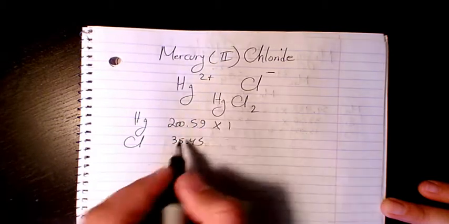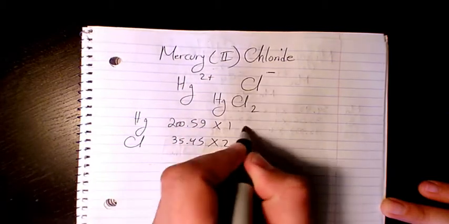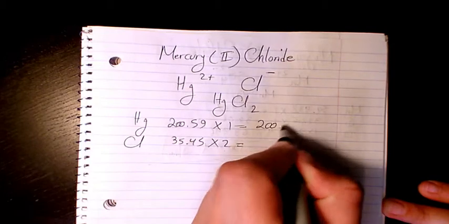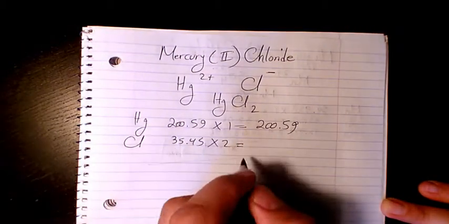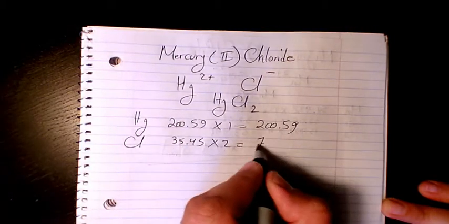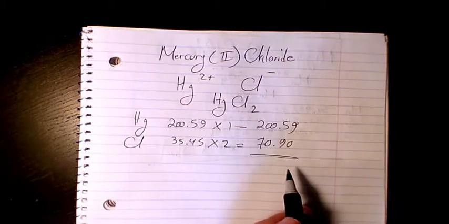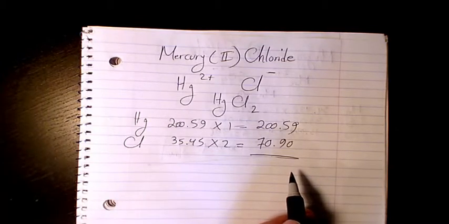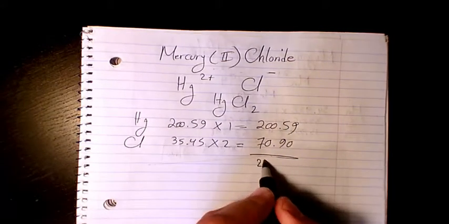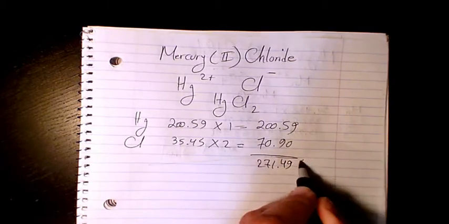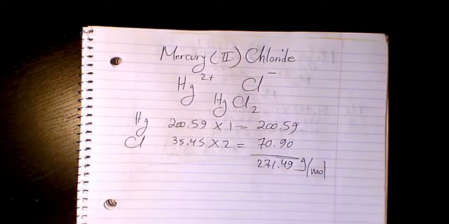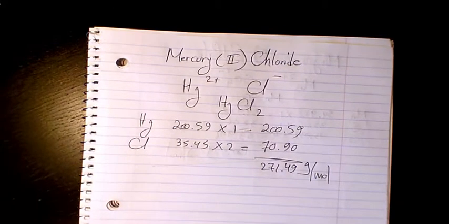Hg we have 1 and chlorine we have 2 of them, so make it 200.59, and 2 times 35.45 is 70.90. Then you need to add them. It will be 200.59 plus 70.90. That makes it 271.49 grams per mole. So that's the molar mass or molecular weight of mercury two chloride.